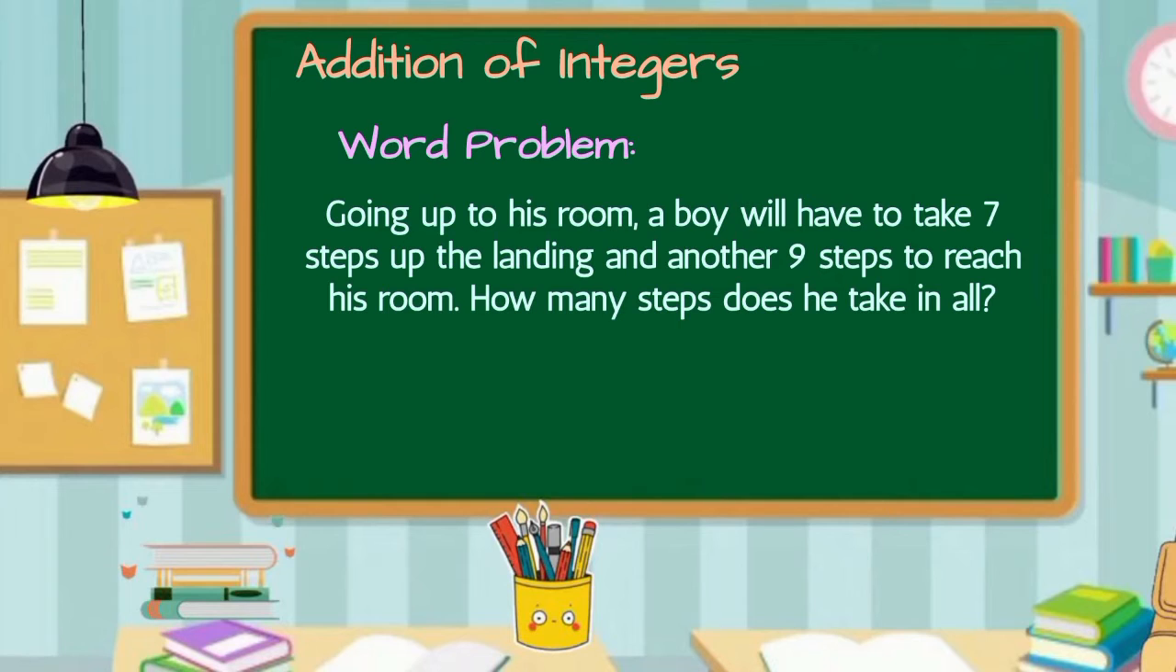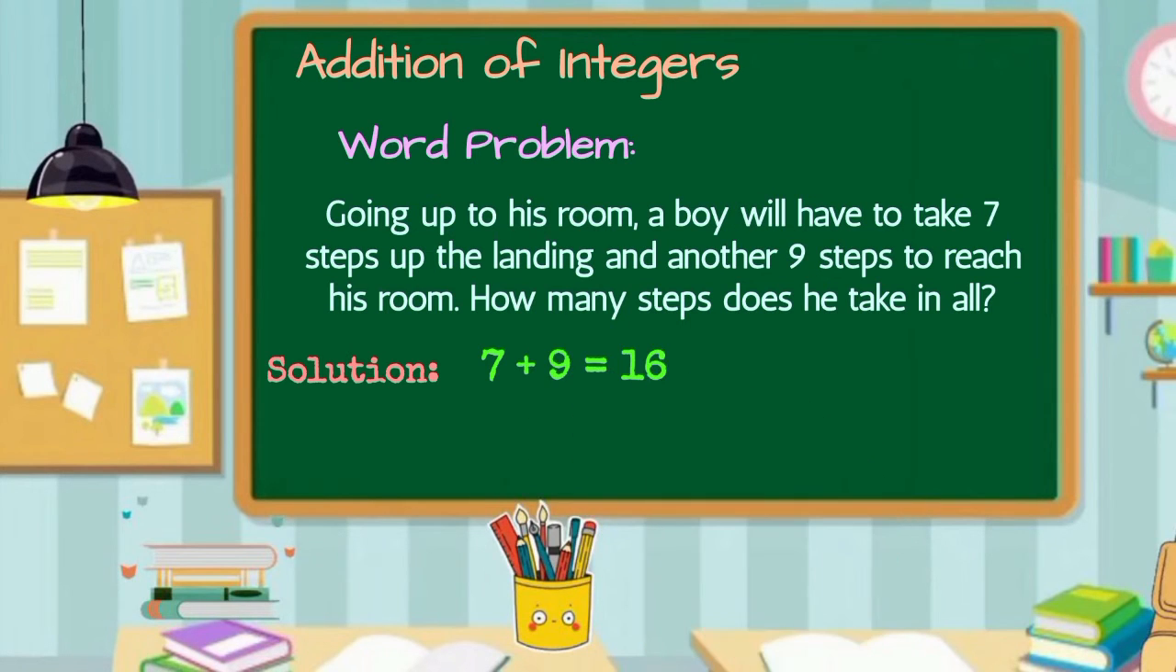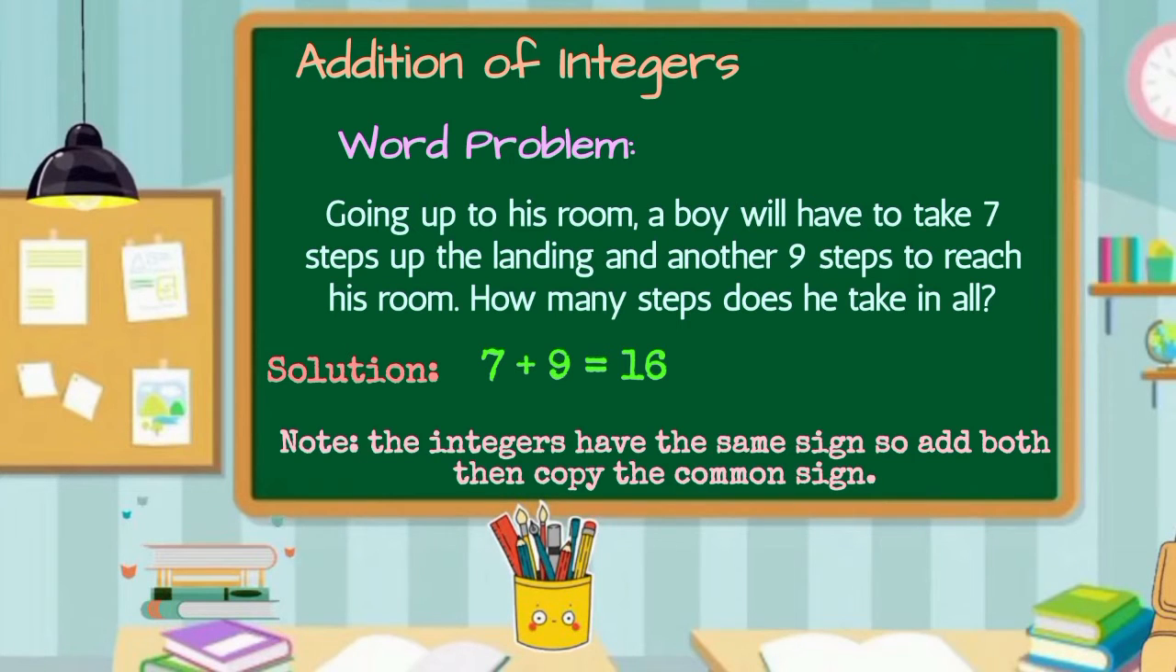For our solution, we add the 7 and 9 steps the boy took so that we will know how many steps he took to reach his room. So, 7 plus 9 is equal to 16. The boy took 16 steps to reach his room. Note, the integers have the same signs, so we add them both, then copy the common sign.